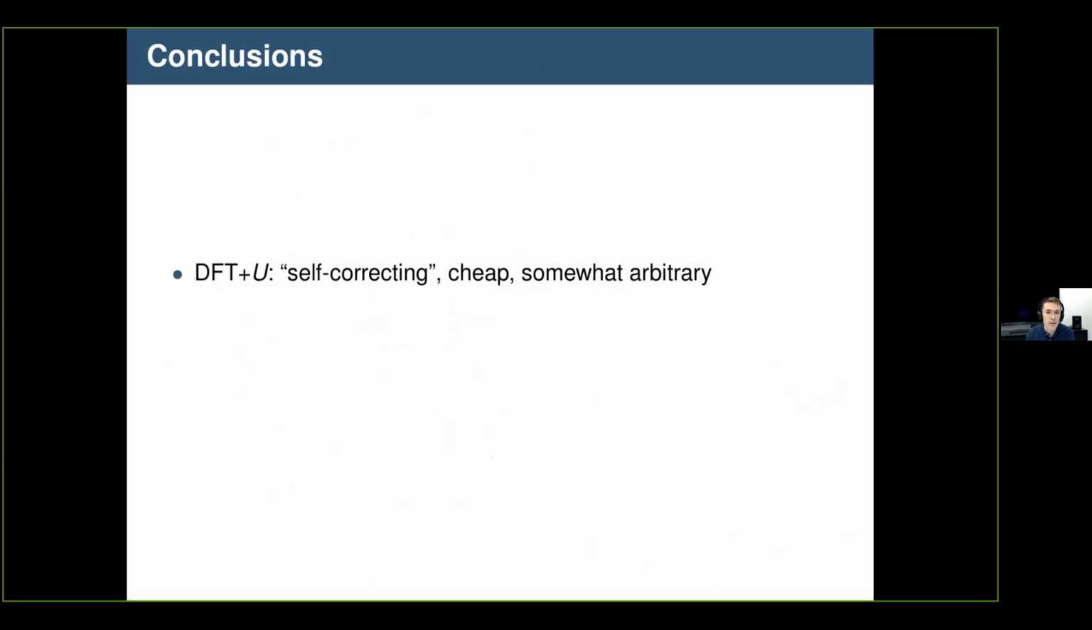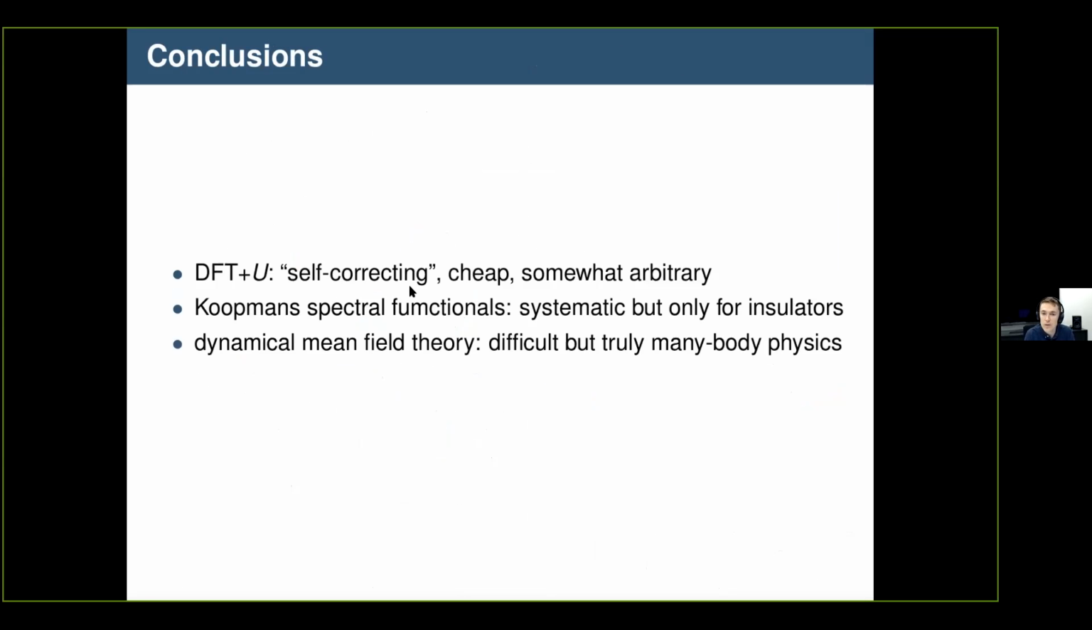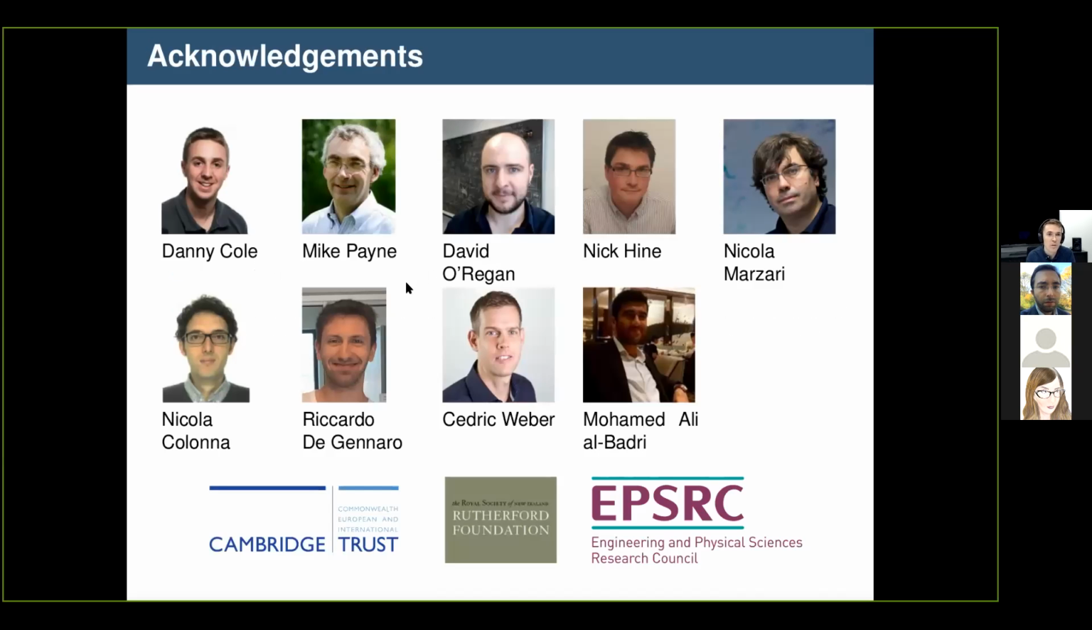So with that, I'd like to conclude. You've got DFT+U, which is self-correcting, but we've got some arbitrariness to do with the different subspaces that you apply it to. Koopmans spectral functionals are systematic, but at the moment we've only formulated them for insulators. And dynamical mean field theory can be difficult and expensive, but you start to introduce true many-body physics into these really interesting physical systems, of realistic size for applications. So with that, I'd like to acknowledge all of the various people who helped me with this research, and thank you very much for your attention, and invite your questions.